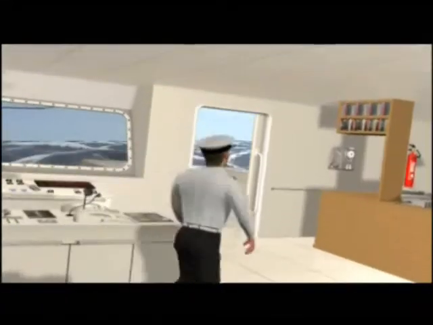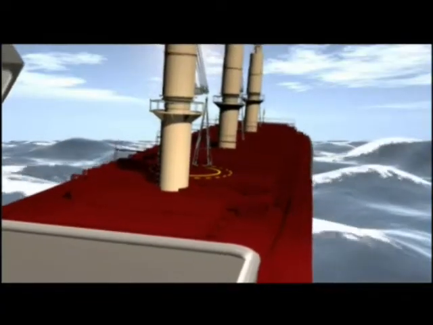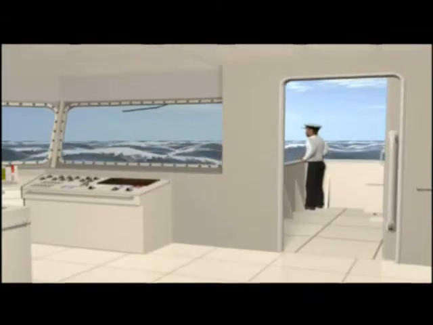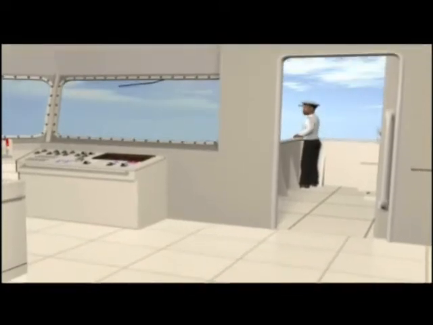After giving the first order, the master rushes to the starboard wing to get a glimpse of the fishing vessel, sees a portion of the fishing boat on the starboard bow, and issues another order for the wheel to be put hard over to starboard.